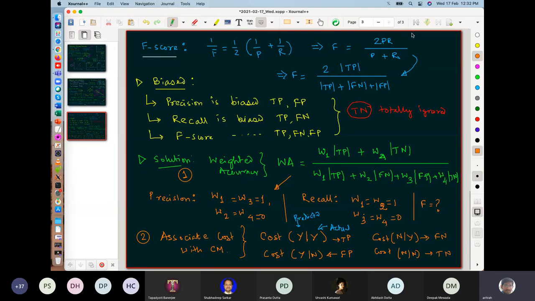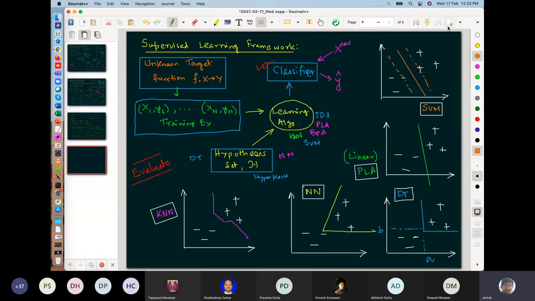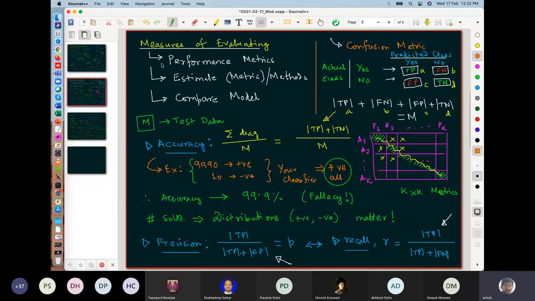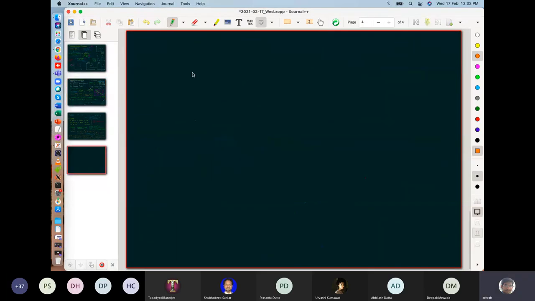So this is how we go about devising metrics. Our next concern is how we estimate these metrics. What are the methods of estimating them? We use multiple things, and some of them you already know because you have used them in your project.